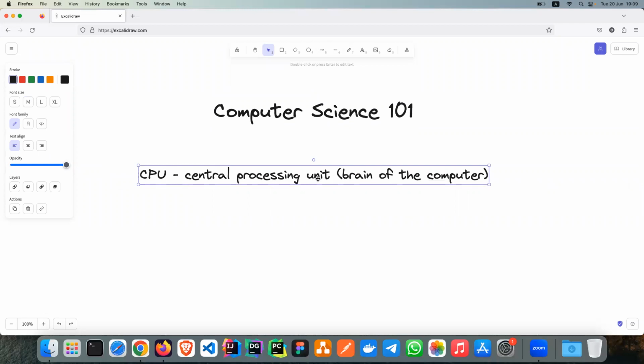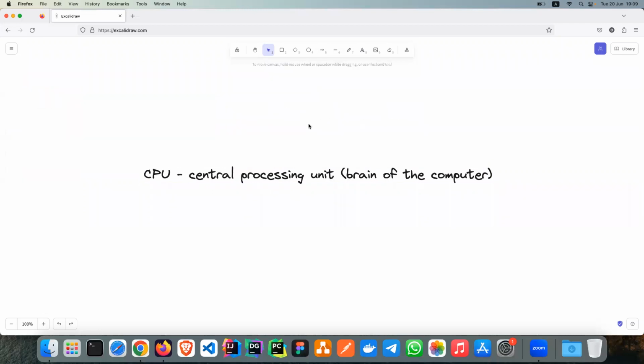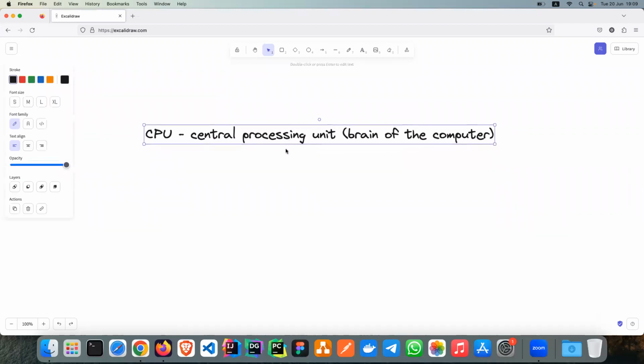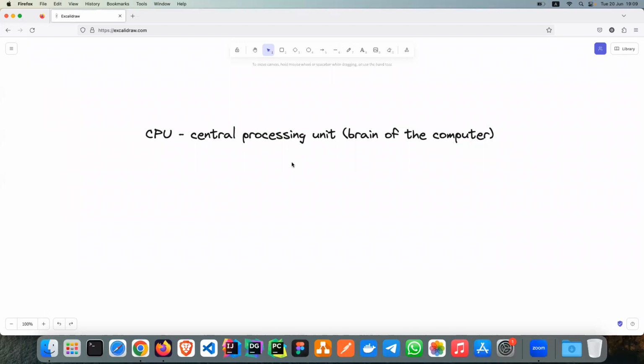So we have CPU. I'm deleting this one. We have CPU, which is Central Processing Unit. What it does, it just compares stuff, adds, subtracts, I don't know, multiplies, divides. It just does basic mathematical operations. And it also fetches some data from your storage and also stores something in your storage.